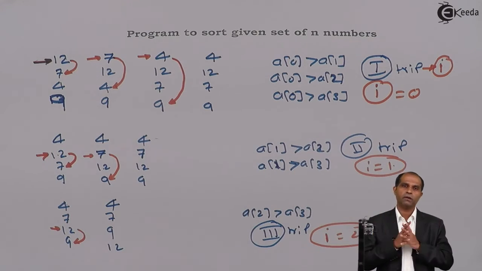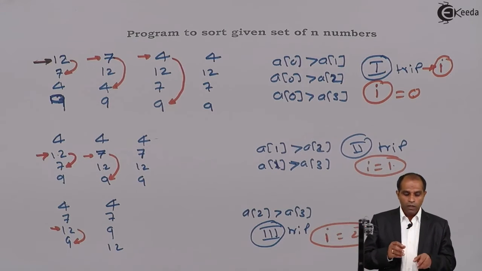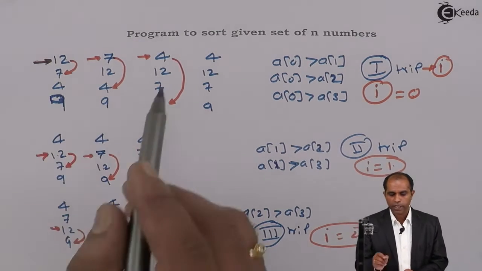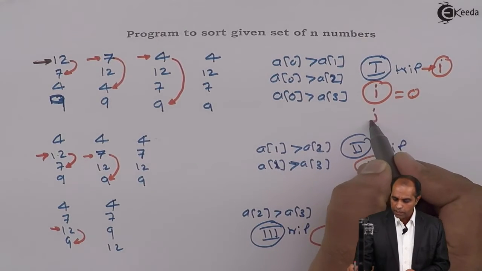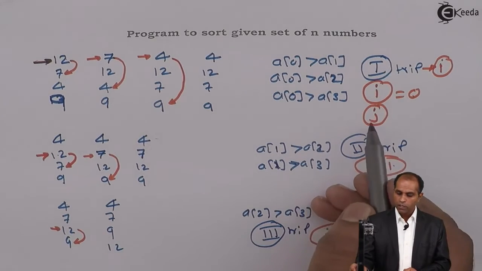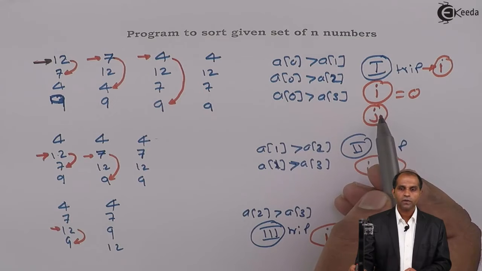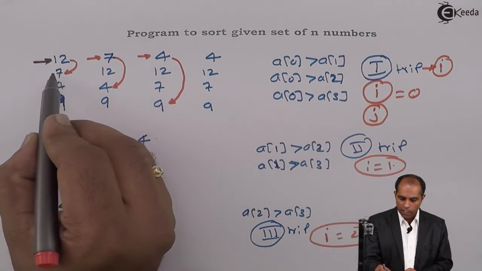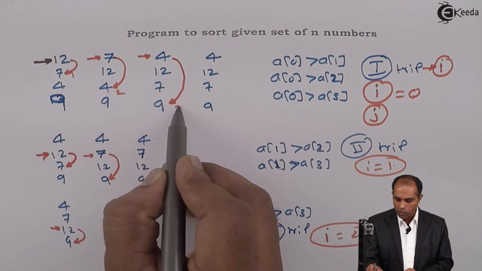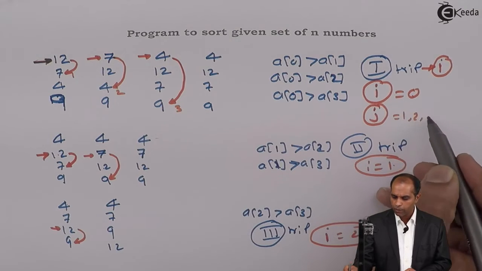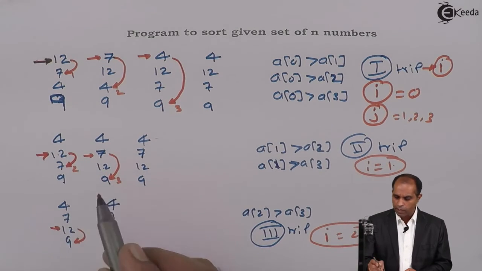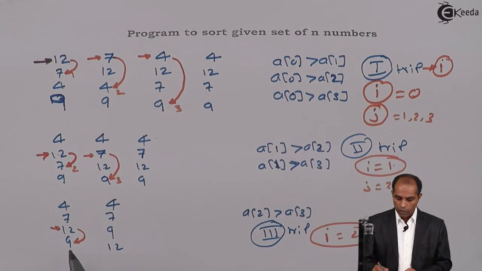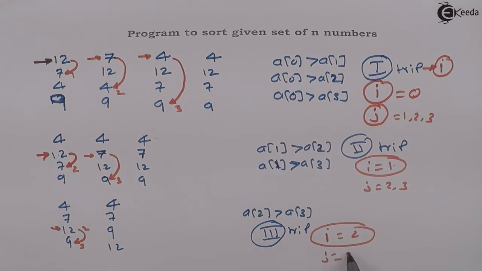That is the conclusion which we have done for trips. In every trip, again we have some comparisons. Let me identify the comparisons as J. So J is a comparison. In the first comparison, when I is 0, your comparison started with 1, 2, 3. So J starts with 1, ends up at 3. When I was 1, J starts with 2 and ends up at 3. When I is 2, J starts and ends up at 3. So J equals 3.